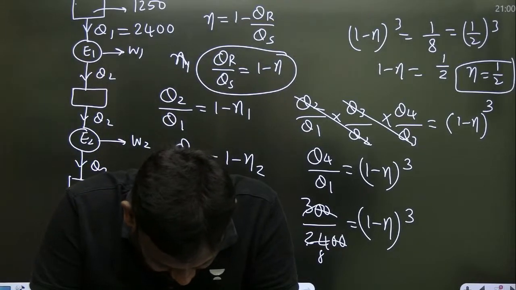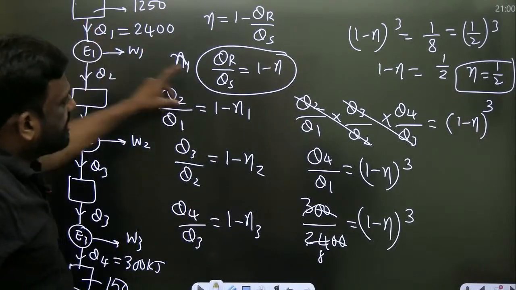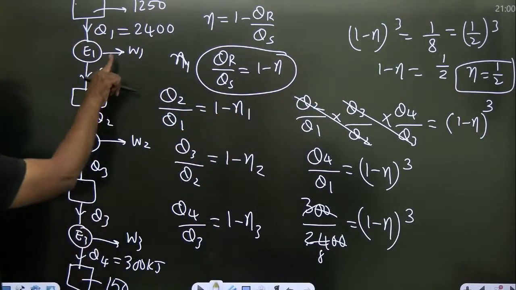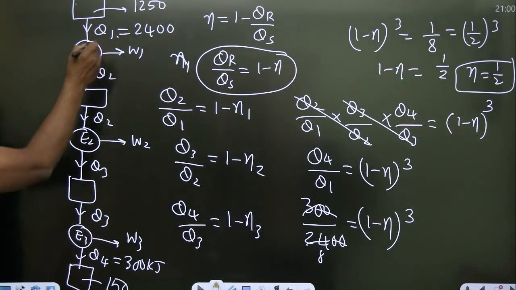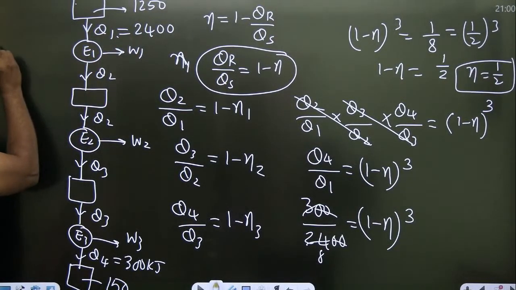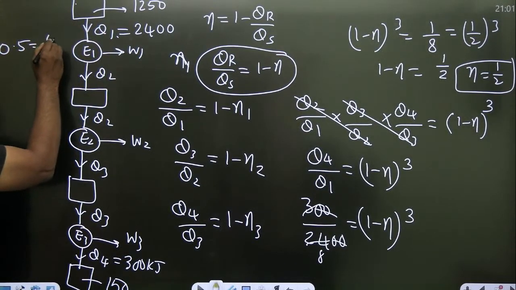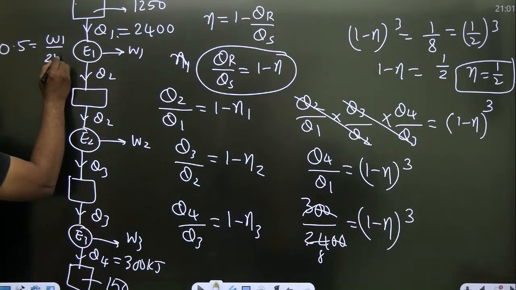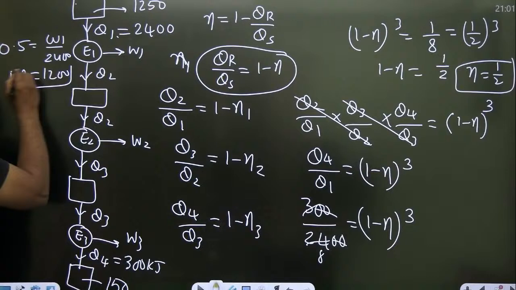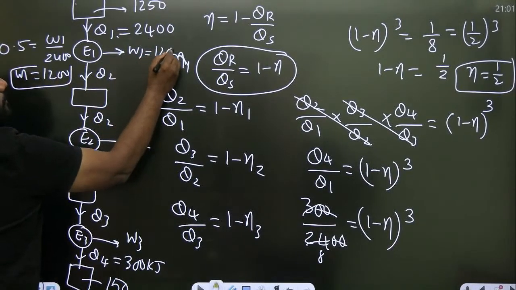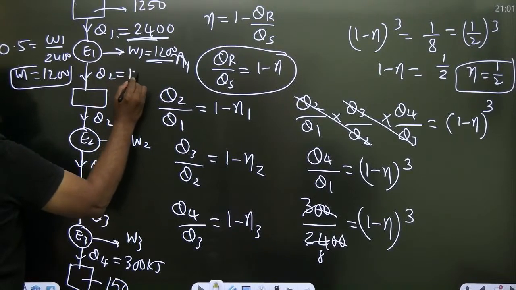Is it not a good question, sir? So what is the efficiency of each one? 50%. Look here. Will I be able to calculate the work? Look here. If the efficiency is 50%, listen carefully. What is the efficiency of one? 50%, 0.5 is equal to output by input. That is W1 by 2400. So what is W1? W1 is 1200. So the work coming is 1200. Out of 2400, if work is 1200, rejection is also 1200.